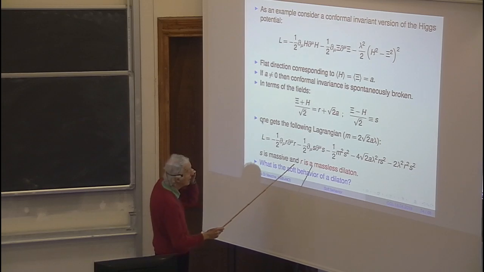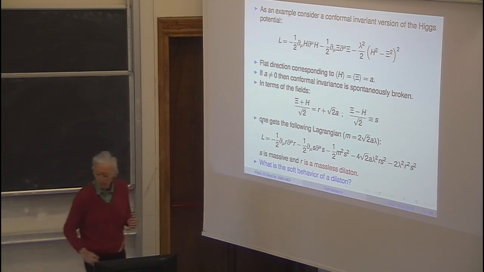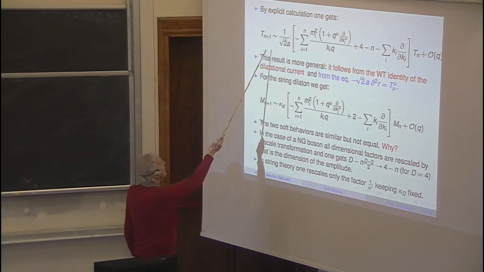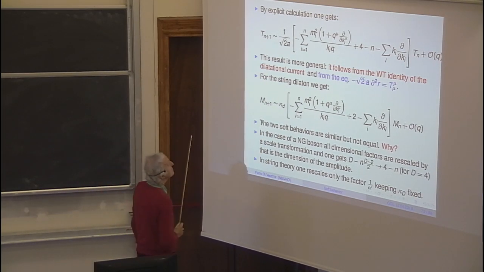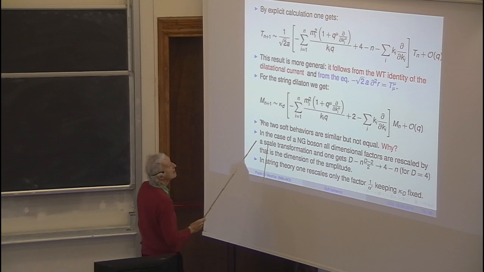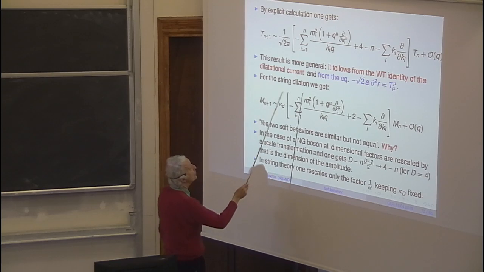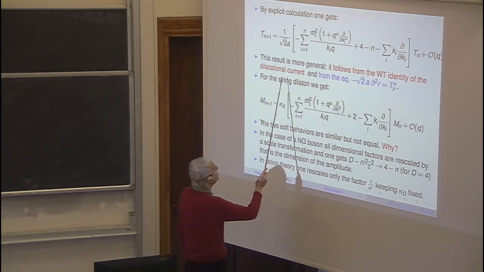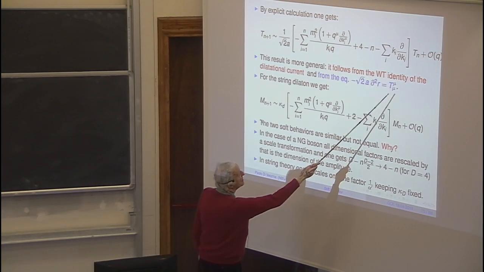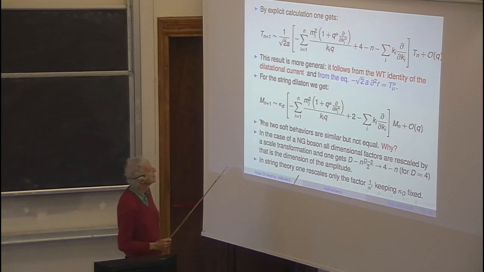The question is, you can compute amplitudes in this model, 3 amplitudes, and you can look at what is the soft behavior. If you do an explicit calculation, you find that the amplitude with n massive states and 1 massless, you get this behavior here. And this behavior can be shown to follow from the Ward identity of the dilatation current and the additional point that the trace of the energy momentum tensor is proportional to the second derivative of the dilaton field.